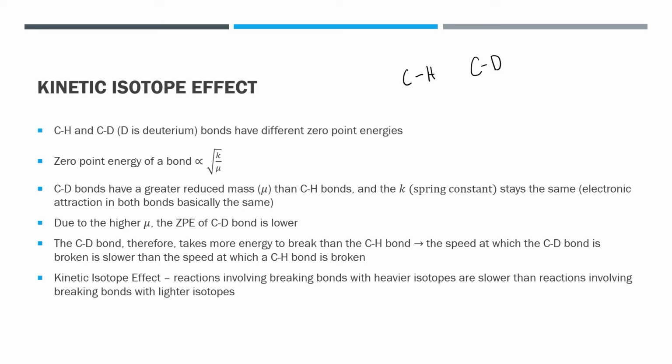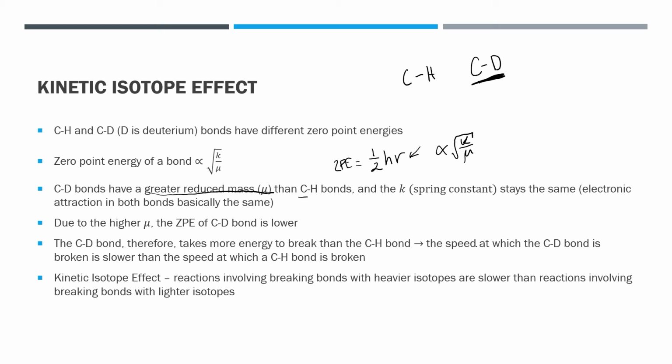And remember that the 0 point energy of a bond is equal to half times h times the frequency, right? That's our 0 point energy. And our frequency is proportional to square root k over mu. Okay, so note that CD bonds, right? Deuterium is heavier than hydrogen. So CD bonds are going to have a greater reduced mass than CH bonds.